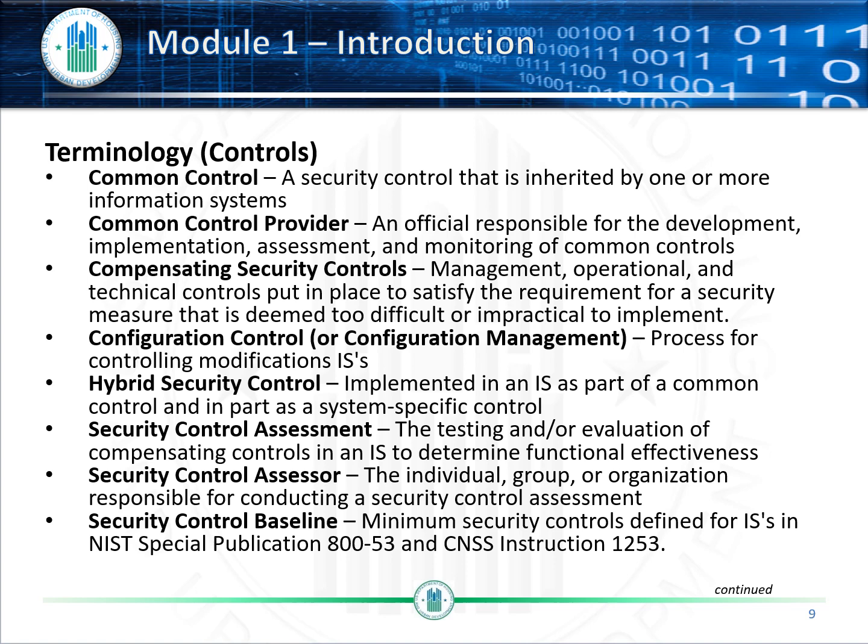Compensating security controls are safeguards or countermeasures employed by an organization in lieu of the recommended controls in the low, moderate, or high baselines, as described in NIST Special Publication 800-53, that provide equivalent or comparable protection for an information system.